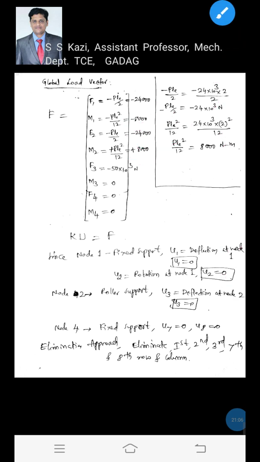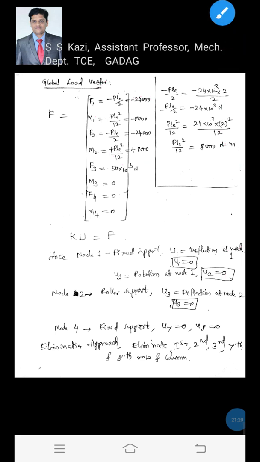Like this, whenever the element of a beam is subjected to UDL, you should use this formula for the UDL component: minus PL by 2, minus PL square by 12, minus PL by 2 and plus PL square by 12. These are the four components of forces for a single element having two nodes 1 to 2. Next, now for the first element, we have calculated the load vector.